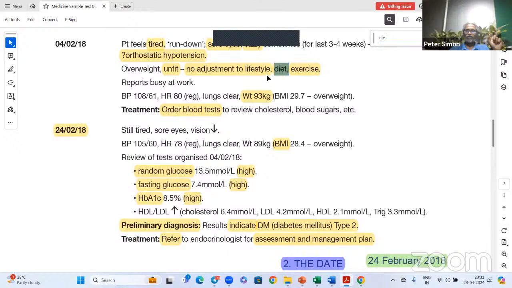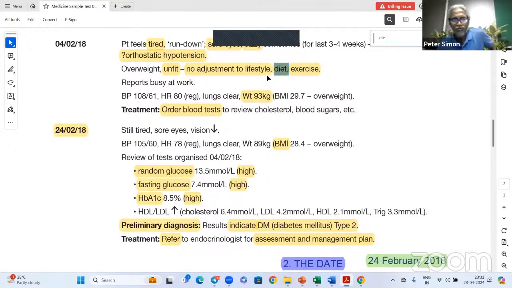Non-compliant. Non-compliant with the recommendations. Non-compliance to lifestyle modifications, dietary regimen, and exercise program has been observed. Still overweight because of non-compliance to lifestyle modifications, dietary regimen, and exercise program. So you can write like that.